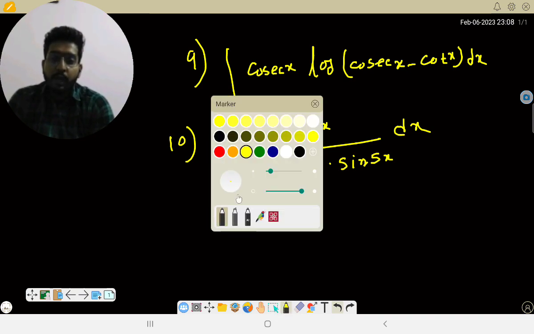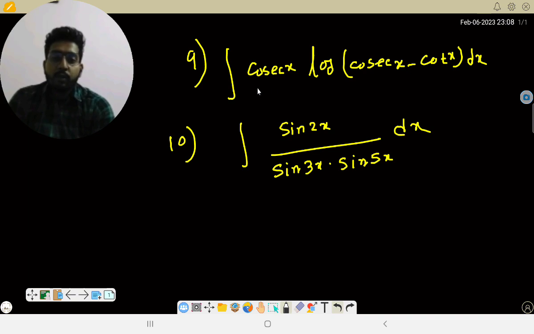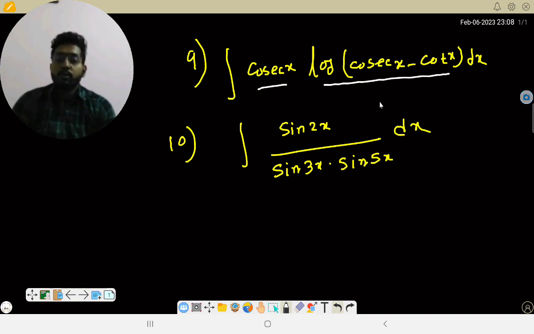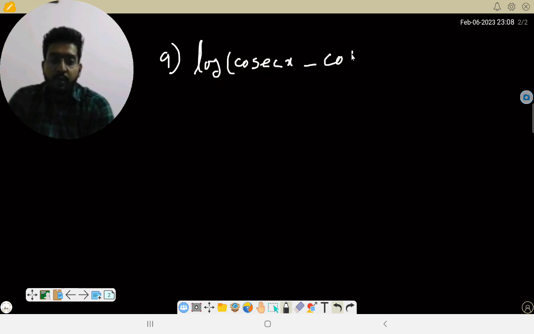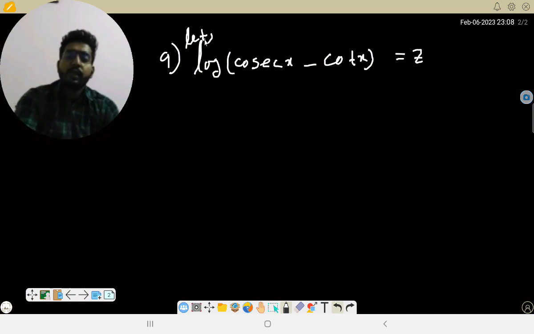Question number 9 is given as cosec x into log(cosec x minus cot x). Now how to solve this type of problem? First, you can see the log of this term, so use a substitution. I am letting log(cosec x minus cot x) as z.